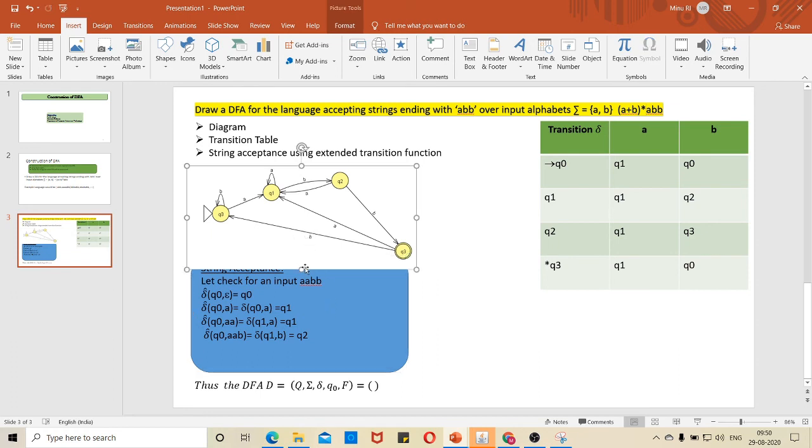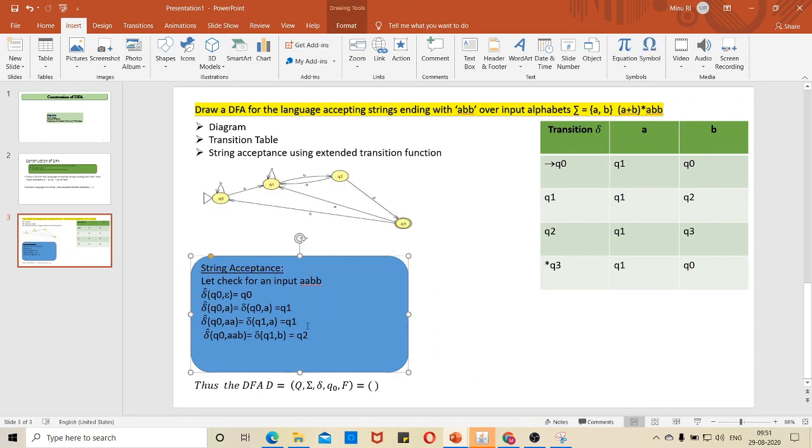Okay, so again I am copying it. Now I am getting another B. So, now with respect to Q0 of ABB, I am in Q2 state. In Q2 state, if I am getting another B, I am going to Q3. Okay, fine. So, this is my final state. I have reached the final state.